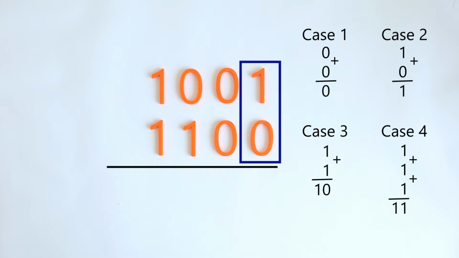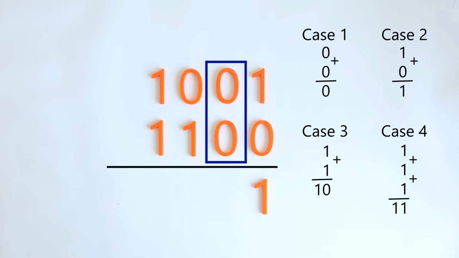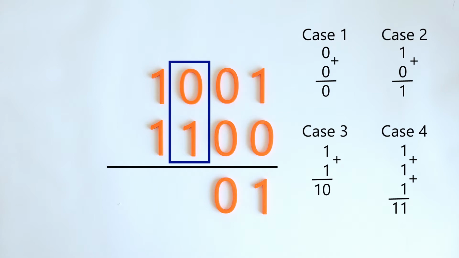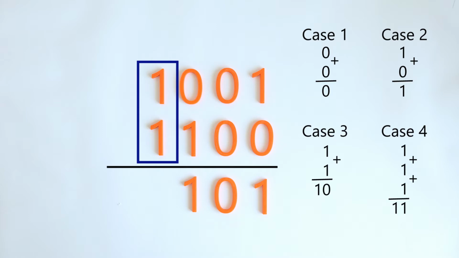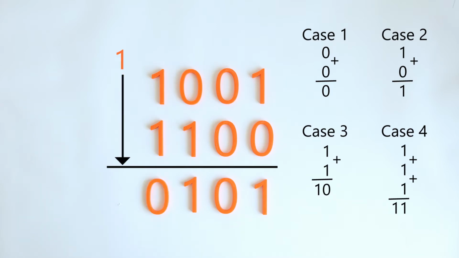So the first column we have 1 plus 0, which is case 2, so we write down a 1. The next column we have 0 plus 0, which is case 1, so we write down a 0. In the next column we have 0 plus 1, which is case 2, so we write down a 1. In the next column we have 1 plus 1, which is case 3, so we write down a 0 and carry a 1. So the answer we get is 10101.